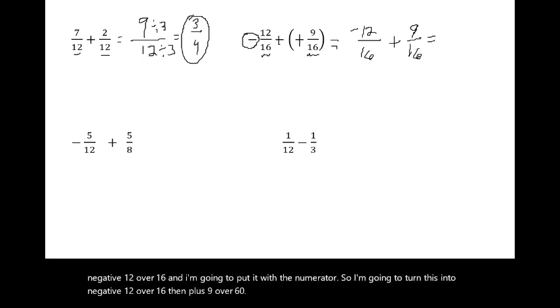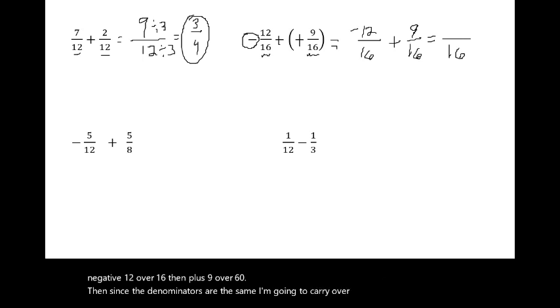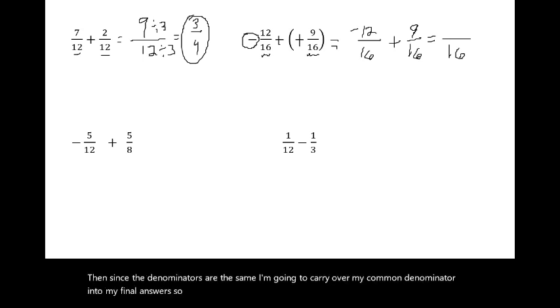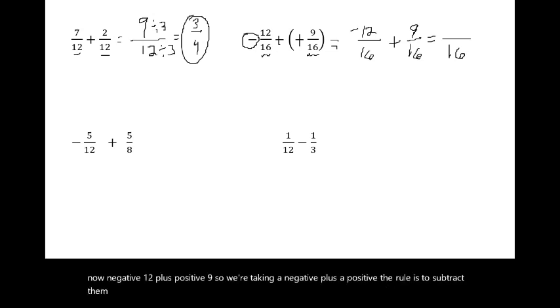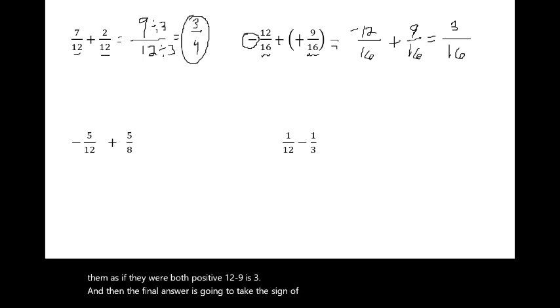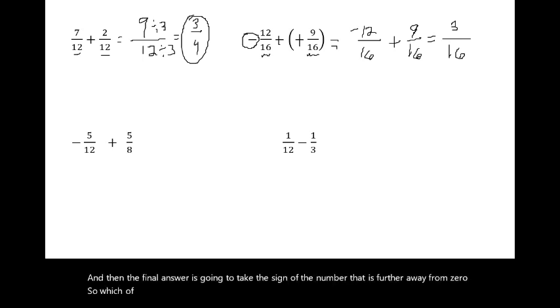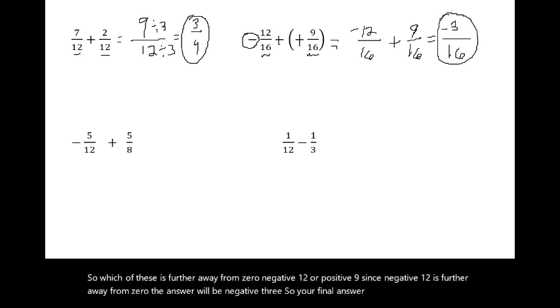Then since the denominators are the same, I'm going to carry over my common denominator into my final answer so far. And I'm just going to add the numerators. So the numerators are now negative 12 plus positive 9. So we're taking a negative plus a positive. The rule is to subtract them as if they were both positive. 12 minus 9 is 3. And then the final answer is going to take the sign of the number that is further away from 0. So which of these is further away from 0, negative 12 or positive 9? Since negative 12 is further away from 0, the answer will be negative 3. So your final answer overall will be negative 3 over 16.